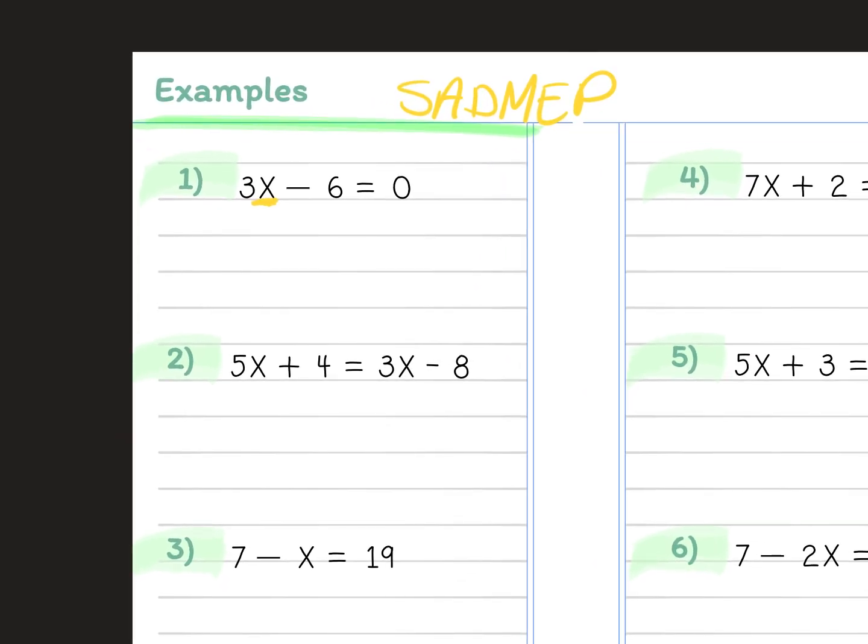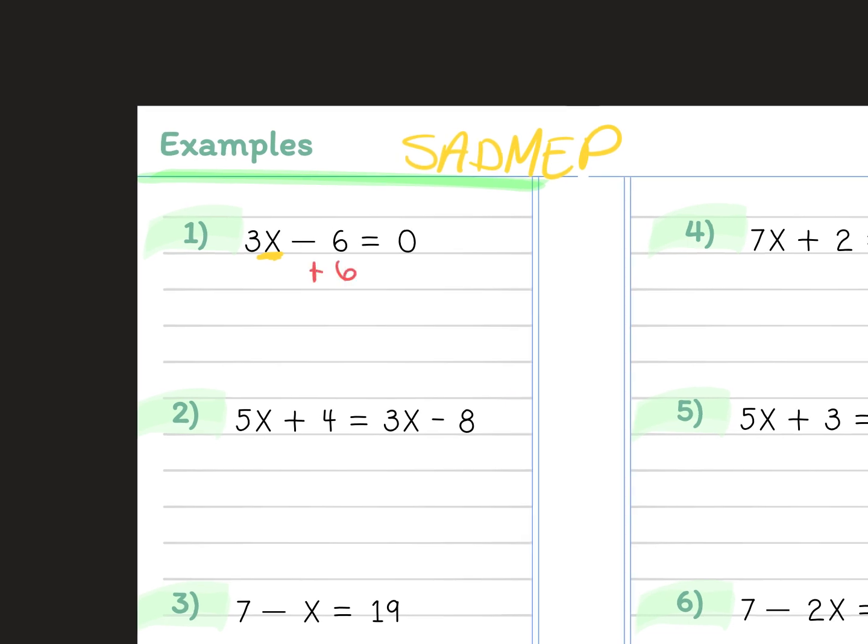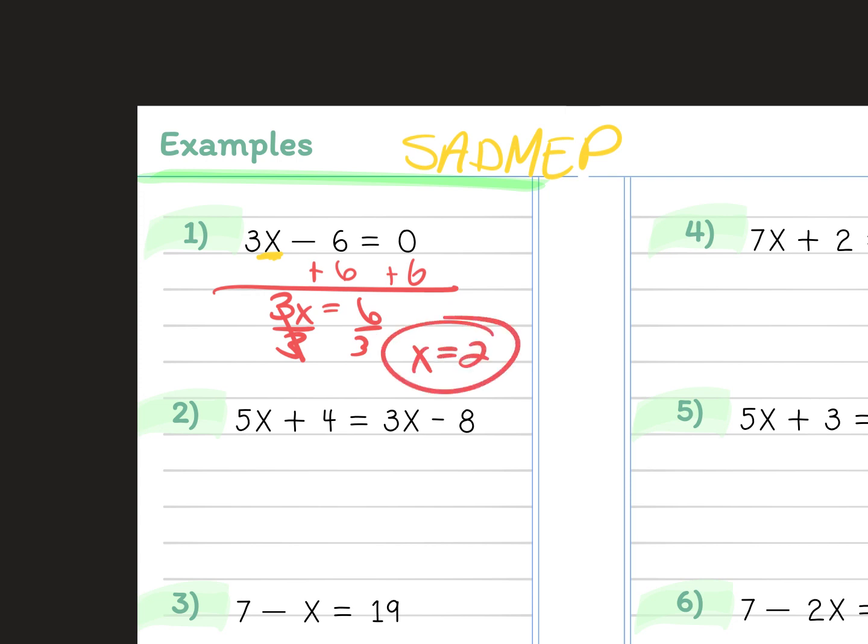So in number 1, I'm trying to isolate x. What's the first thing I'm going to do? I'm going to add 6. Good. So add 6 to both sides. So 3x equals 6. And then what? Divide. Perfect. Divide both sides by 3. And you come out with x equals what? 2.